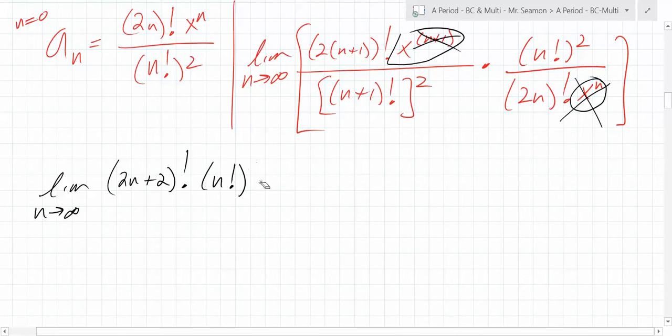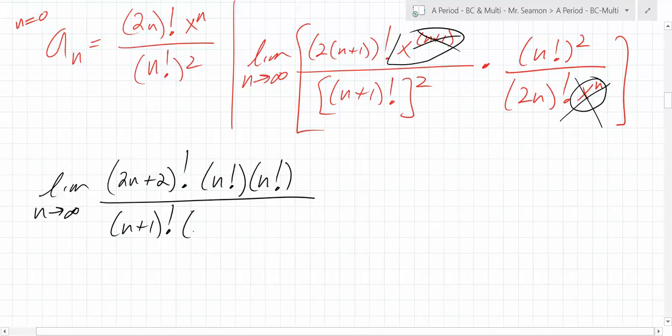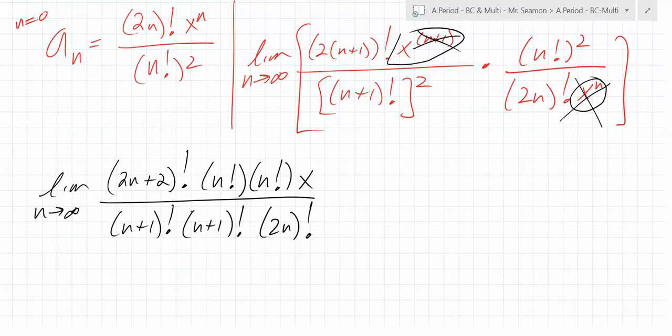So what does n factorial squared mean? n factorial times n factorial. And then what do you end up with? n plus 1 factorial, n plus 1 factorial, 2n factorial, with the x in the numerator. Thank you, kind of important. Ooh, we almost lost it.